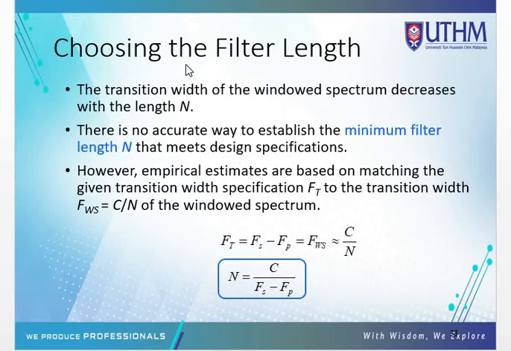Next is how to choose the filter length. The transition width of the window spectrum decreases with the length N. There is no accurate way to establish the minimum filter length that meets the design specifications. However, empirical estimates are based on matching the given transition width specification F_t to the transition width of the window spectrum. So F_t is equal to F_s minus F_p, or equal to C over N.